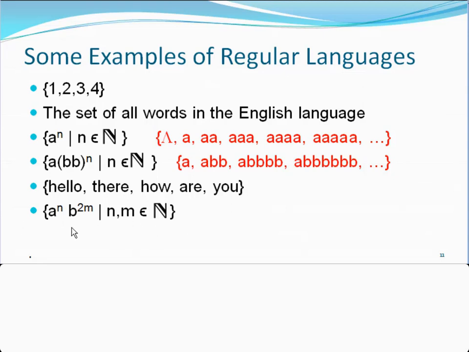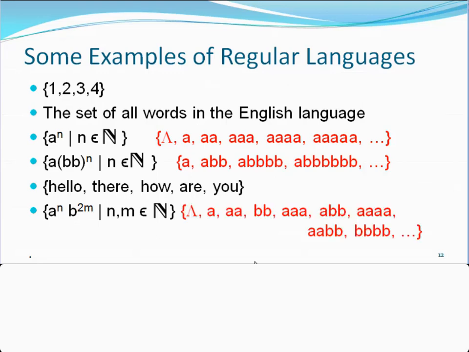And here's another interesting one. This is a to the n b to the 2m, such that both n and m are natural numbers. So this says start out by picking n a's, and then pick a number for m, double it, and pick that many b's, and squish them together with the a's before the b's.